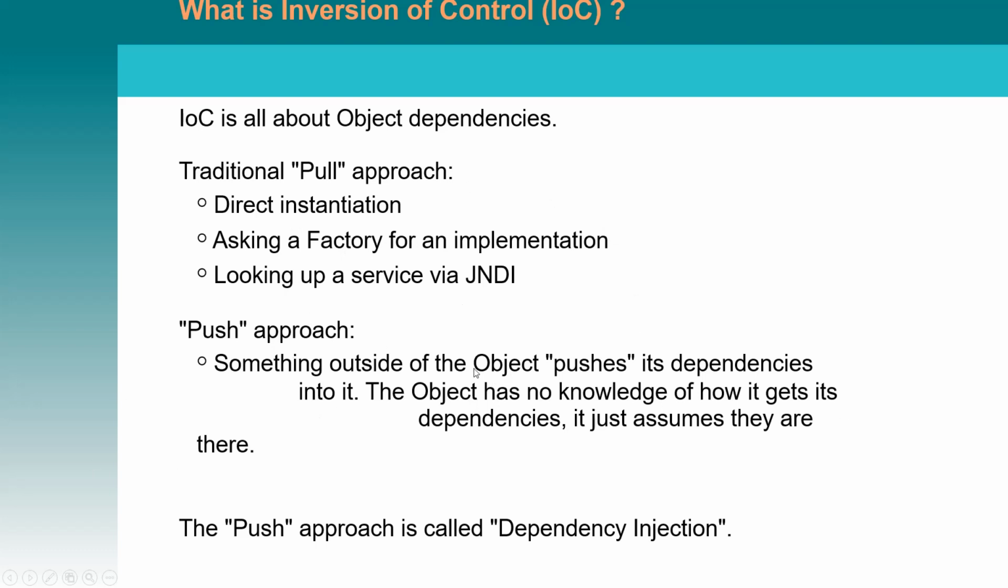On the other hand, in inversion of control or dependency injection, there will be this push approach, which means something outside of the object pushes its dependencies into it. So we will not be doing new. We will not be directly instantiating the object. Instead, we will provide a mechanism or a facility for something outside of the code to push the object. Maybe we'll design a setter method to push the object in, or we'll design a constructor to push the object in. And our object has no knowledge of which is the concrete class or how it gets its dependencies. It just assumes that somebody will push the dependency and give it the dependency. This push approach is what is known as dependency injection.